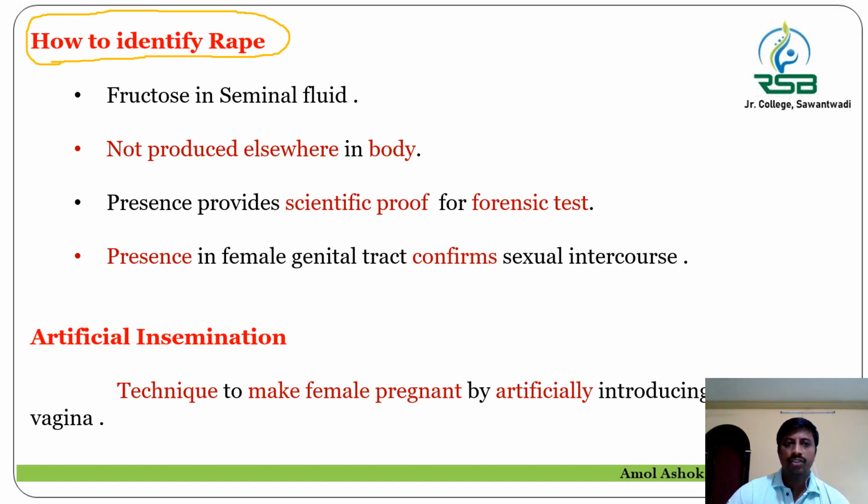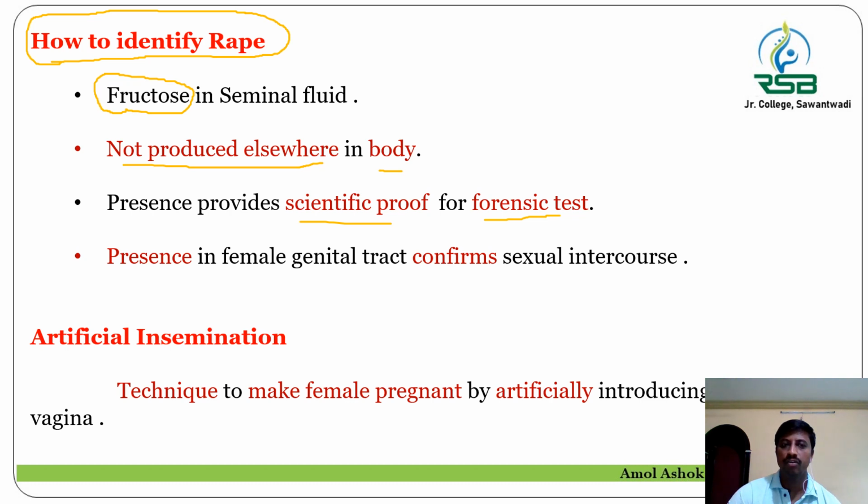The identification of rape is based on the presence of secretion from the seminal vesicles, that is fructose. We know fructose is the most important secretion secreted from the seminal vesicle. It is the seminal fluid, which is not produced elsewhere in the body. So the presence of fructose provides the scientific proof for the forensic test in rape cases.